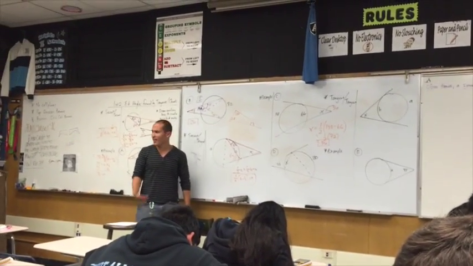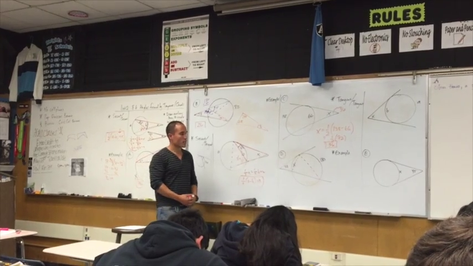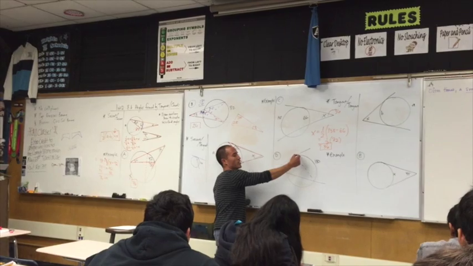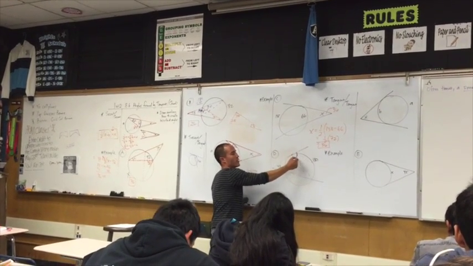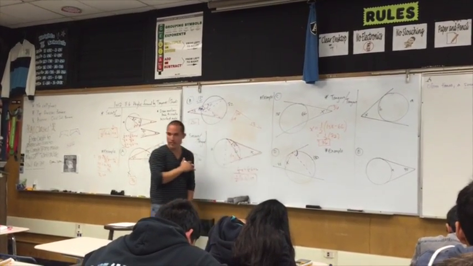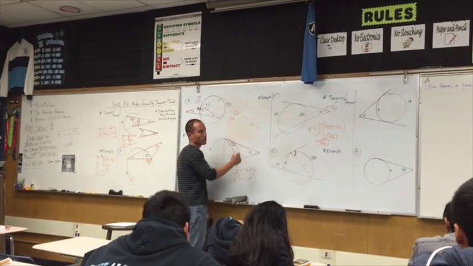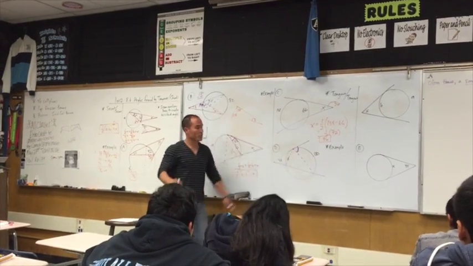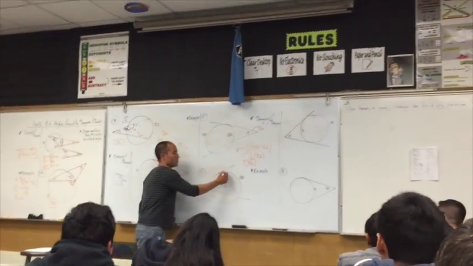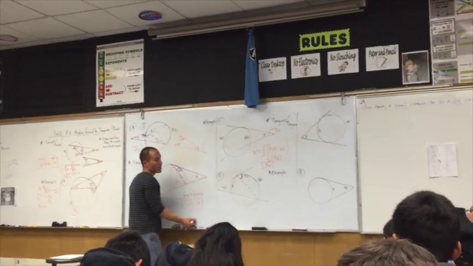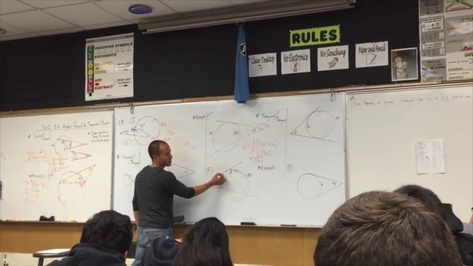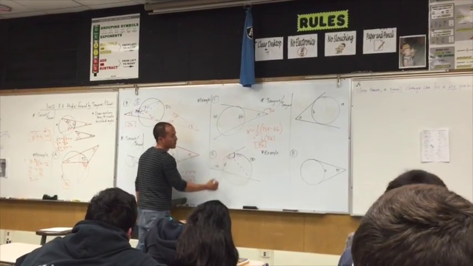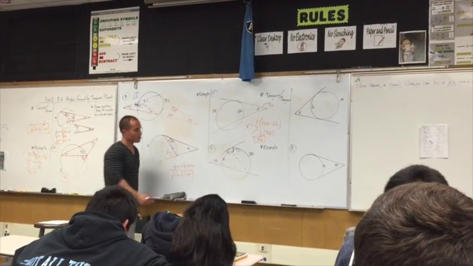I don't use the triangle in this one. Wait, we're doing D, right? Yeah. Oh, I see it now. Inscribed, right? Tangent and a chord? Yeah. So if this is 180, what would this be? 90. Now what would this angle be? 90.